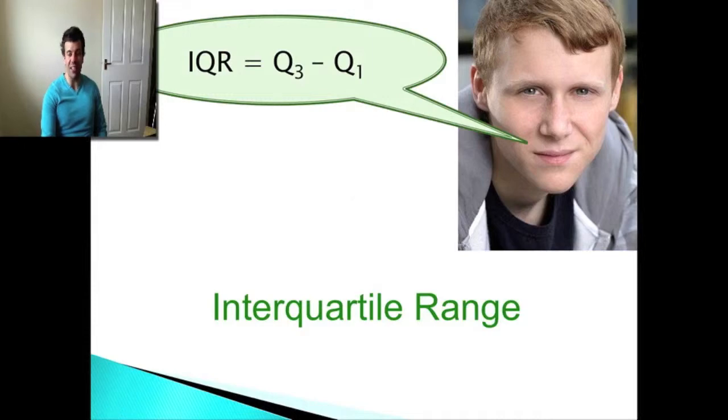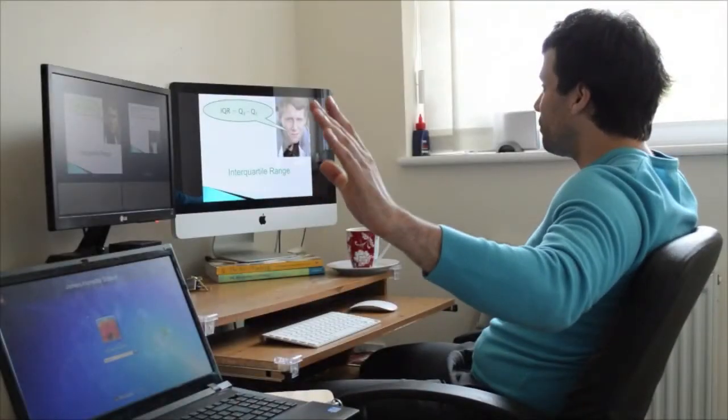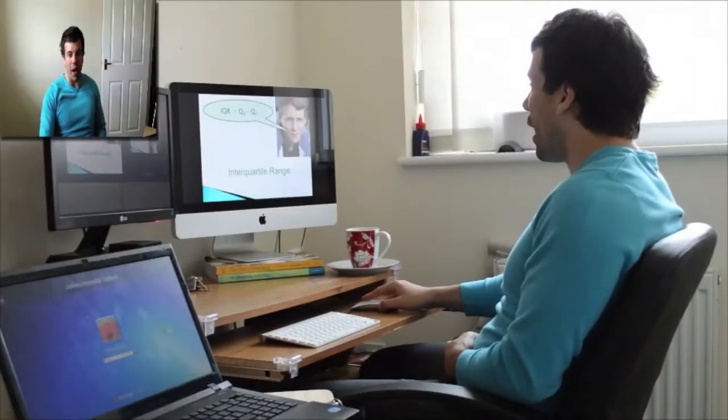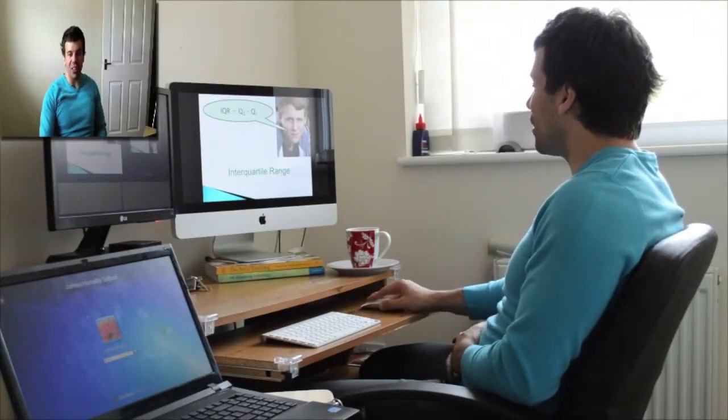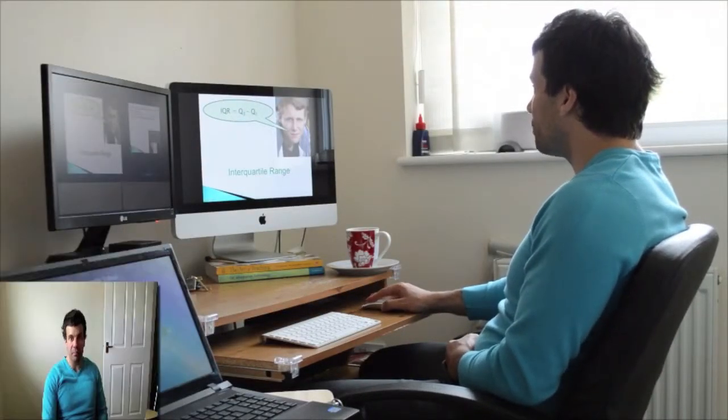It doesn't take into account the extreme ends of the data, which are normally inaccurate. Most of the accurate data is within the quartiles. That's why the interquartile range is such a good statistic to take.